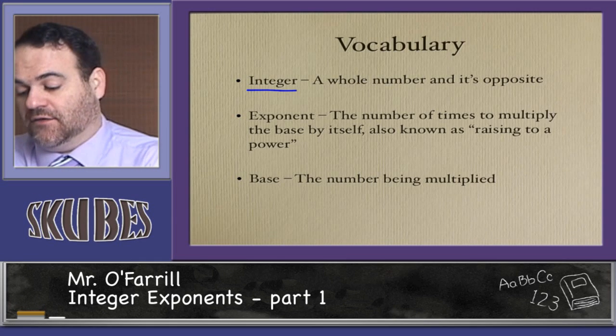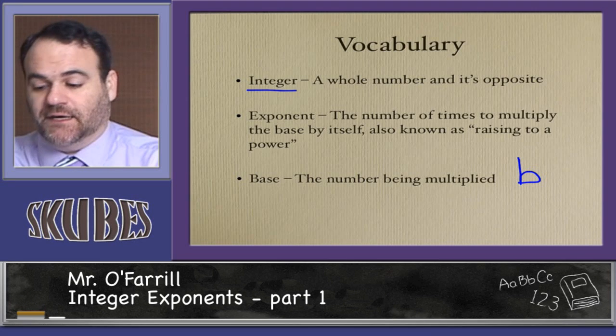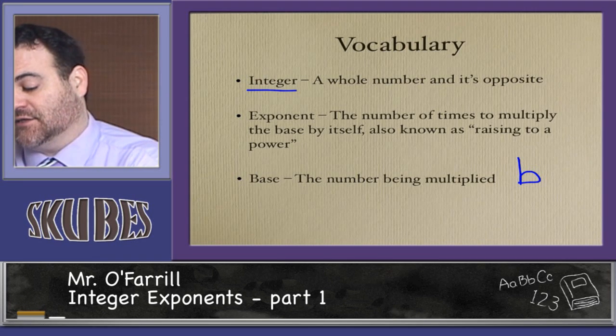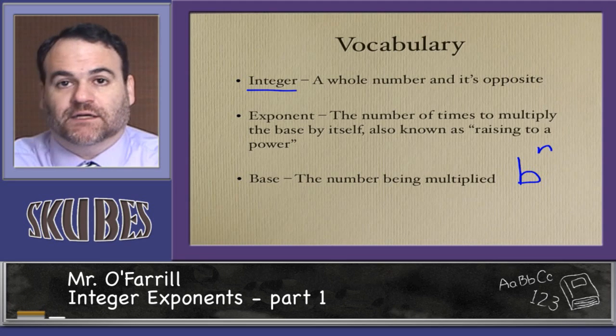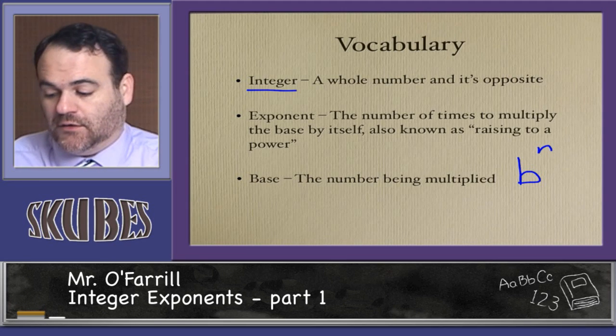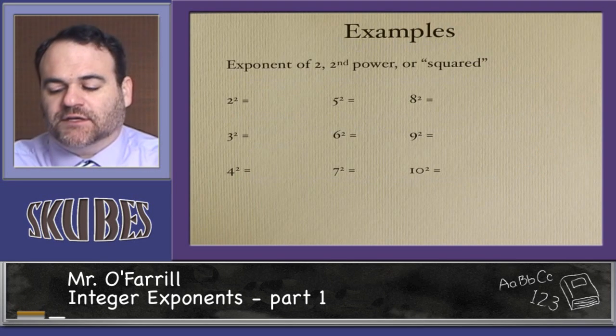And I can express it this way. We can say that we're going to do the base b raised to some exponent n, and it's done as a superscript, a smaller number above there. Okay, so let's just take a look at some of them.